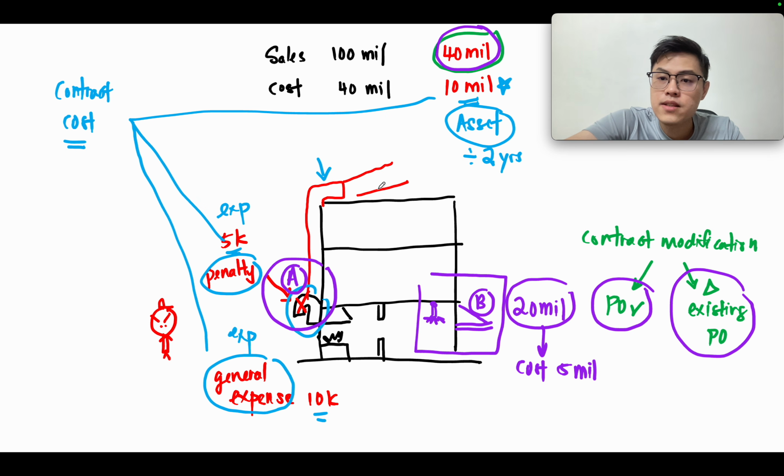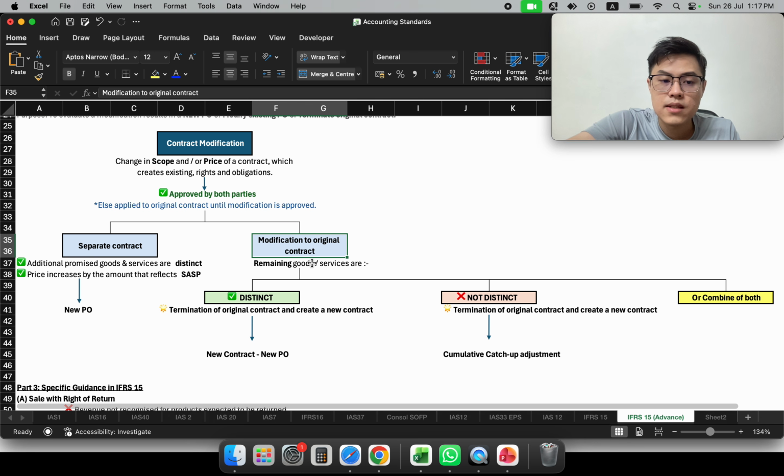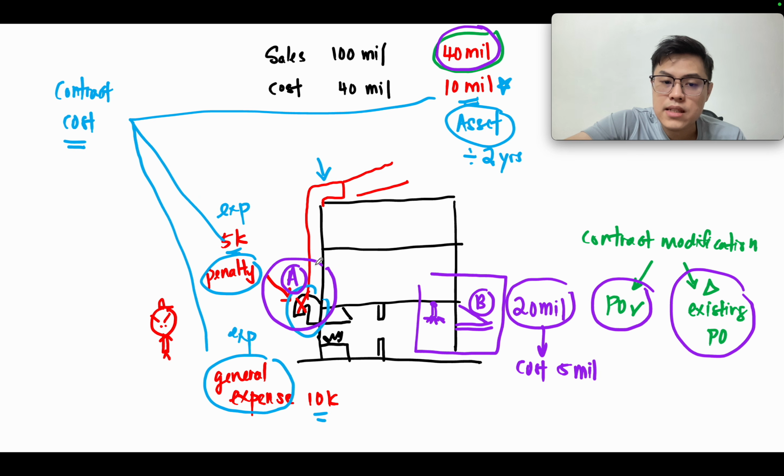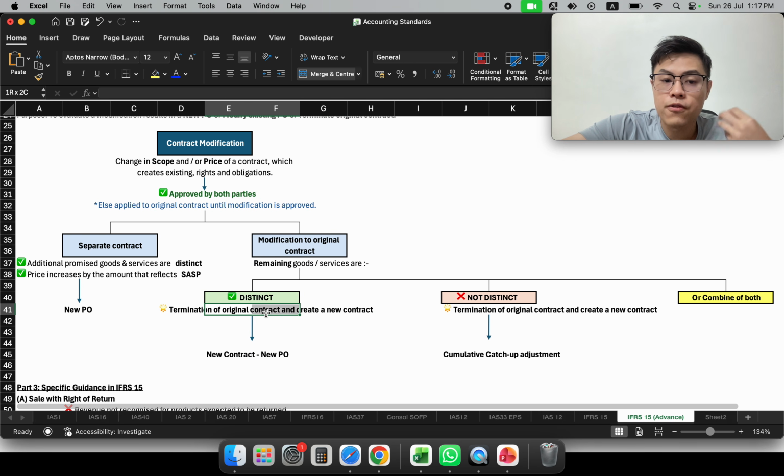And if these modifications, the remaining goods and services are distinct or not distinct, then what is the case that we are trying to see in here? It is either distinct or not distinct. So we will need to look at the remaining goods and services, meaning these red color extensions. If this red color extension is a brand new thing compared to the old design, then it will fall under termination of the old contract and a new contract will be coming up.